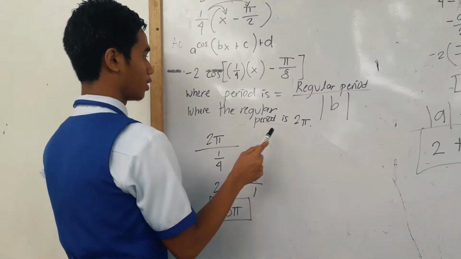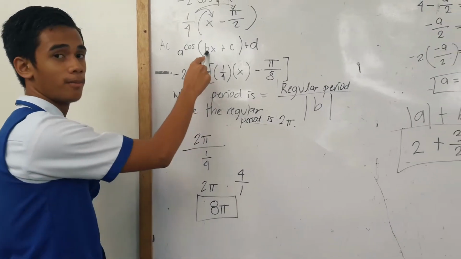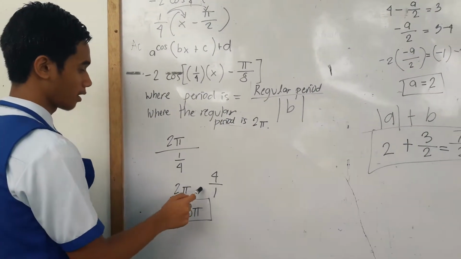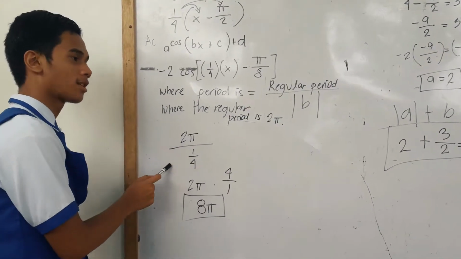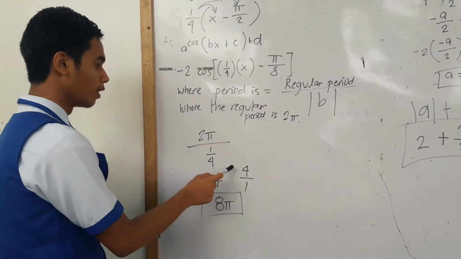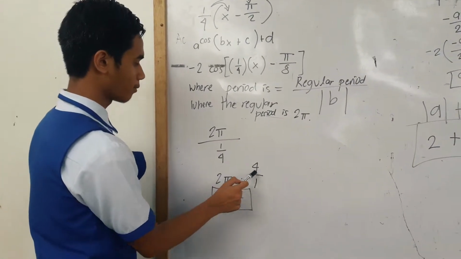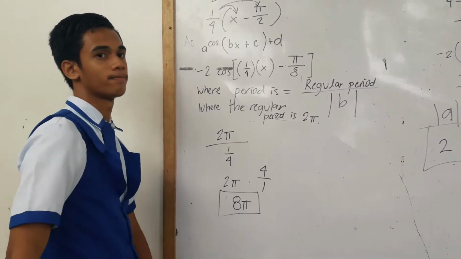Then we will substitute 1/4 since this is b based on the equation. So 2 pi over 1/4, 2 pi. Then since this is a complex fraction, we will do the reciprocal. Then 2 pi times 4 over 1 is 8 pi.